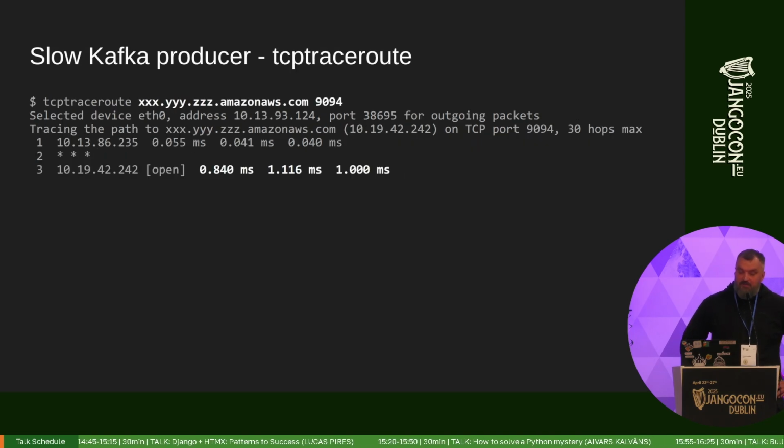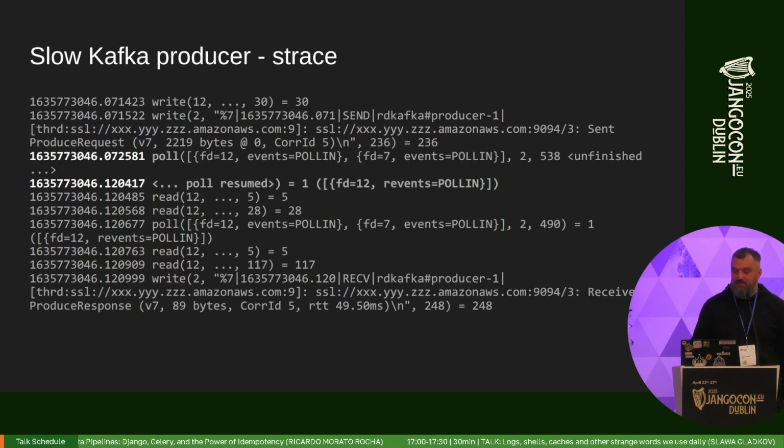Then I did a TCP traceroute for this hosted Kafka, and network times were around a single millisecond, so network latency was not the issue. Then I resorted to my favorite tool, which is strace. I highlighted 2 timestamps: when the poll, the socket multiplexing call, started and when it ended. It means that it waited around 47 milliseconds for a response from Kafka.